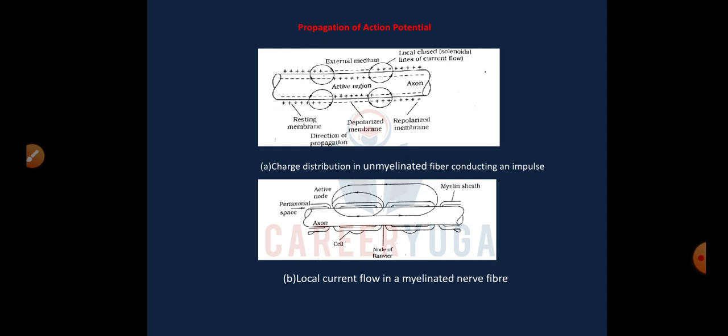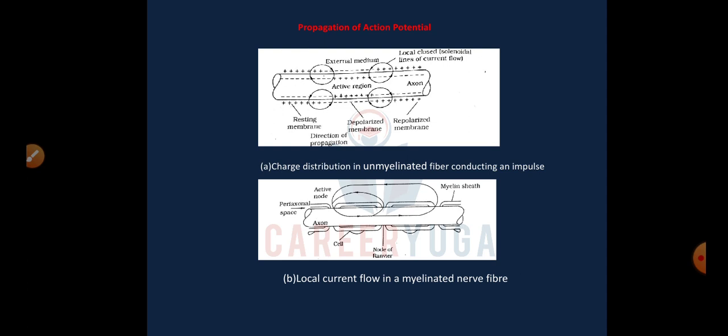But in the case of a myelinated nerve fiber, the myelin sheath is interrupted at regular intervals by nodes called the nodes of Ranvier.